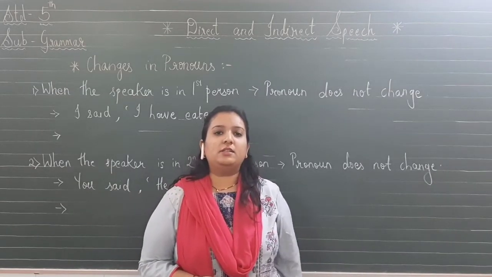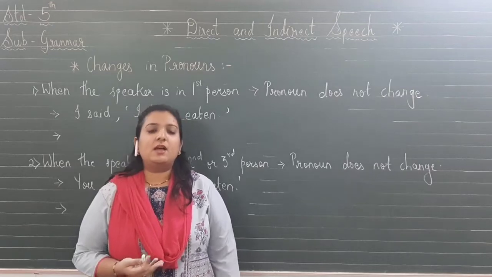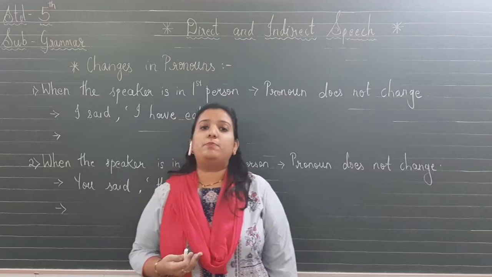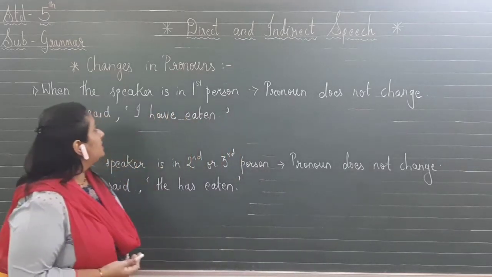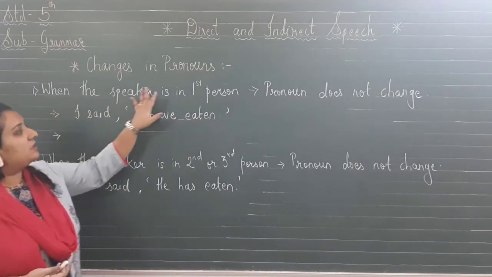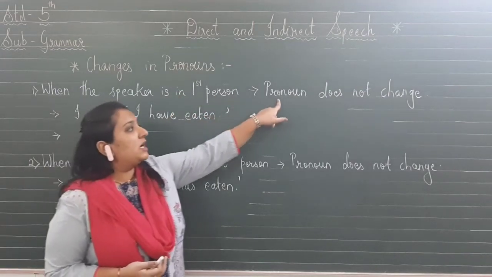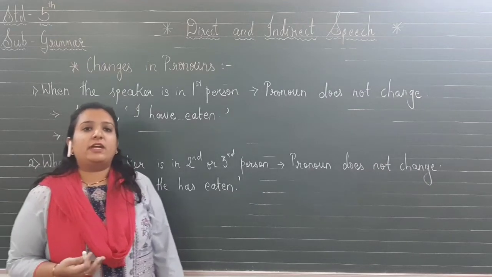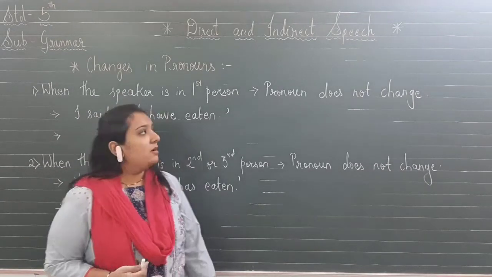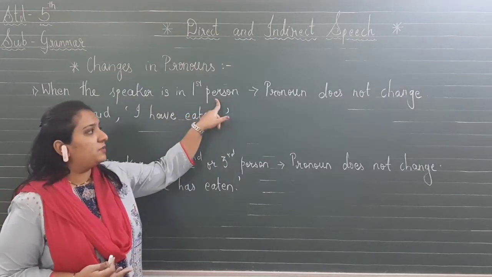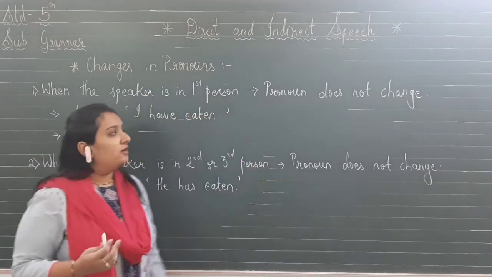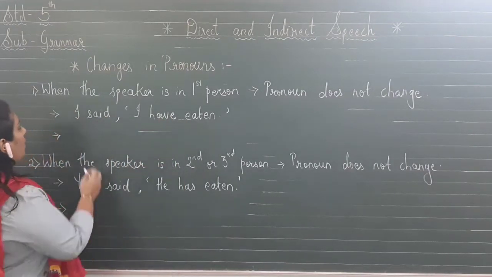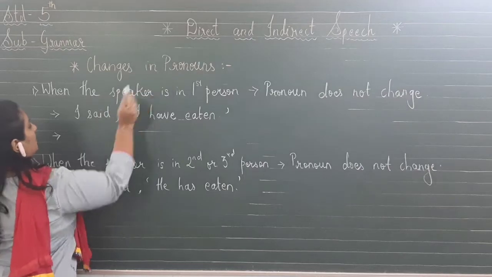Now students, after learning the reporting verb in past sentence or past tense, we will see in which situation we can change the pronouns. So the very first statement here is, when the speaker is in first person, pronoun does not change. All the other changes will take place in the sentence by changing from direct to indirect. But when the speaker is in the first person, pronoun will not change. For example, I said I have eaten. So we will apply all the changes but not the pronoun.